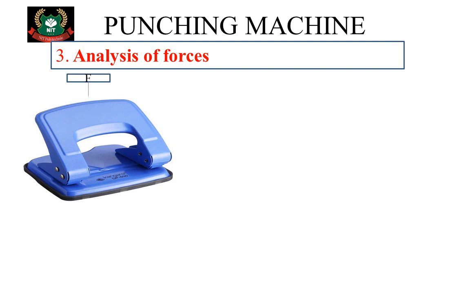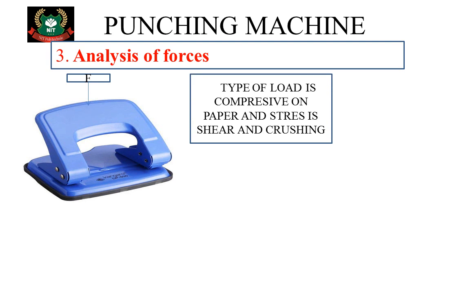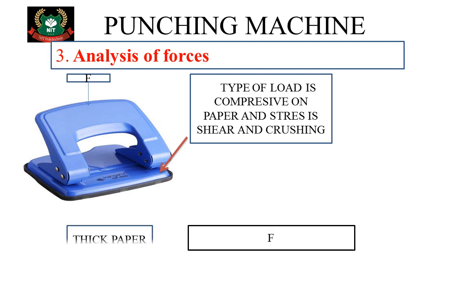The figure shows the punching machine on which force is acting on the top. Because of this force, the type of load on the punch is compressive, and crushing stress and shear stress are developed on the punch and the paper material. This will be explained with the help of the following diagram.